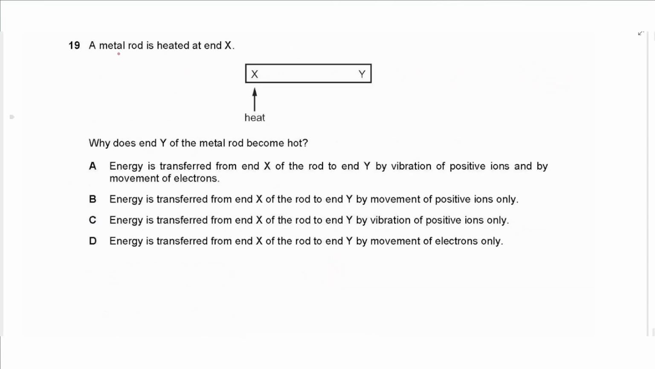Question 19 says a metal rod is heated at end X. Why does end Y of the metal rod become hot? Energy is transferred from end X of the rod to end Y by vibration of positive ions and by movement of electrons. Energy is transferred from end X to end Y by movement of positive ions, not movement of ions. Energy is transferred from X to Y by vibration of positive ions only, not in metals. In metals, there are free electrons. Energy is transferred from X to Y by moving of electrons only, not only, also by vibrations and collisions between neighboring molecules. So the answer is A.